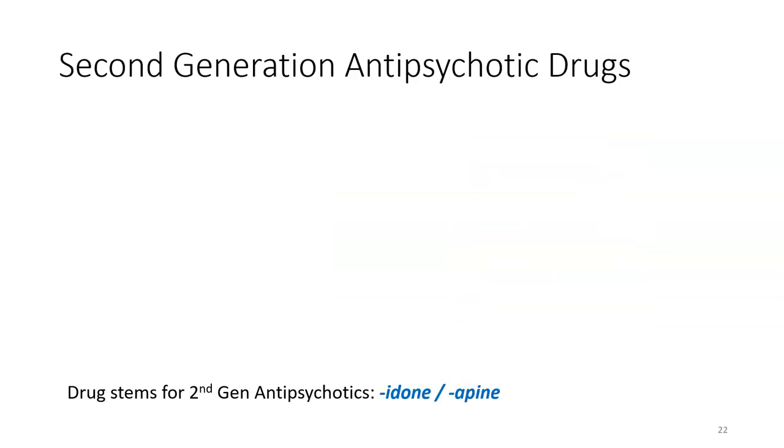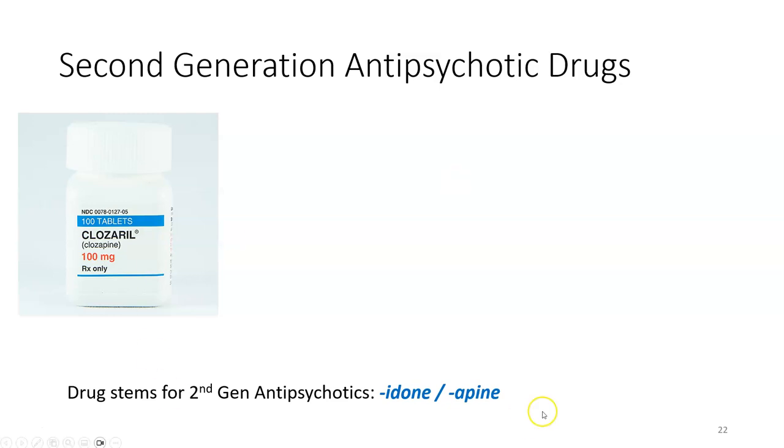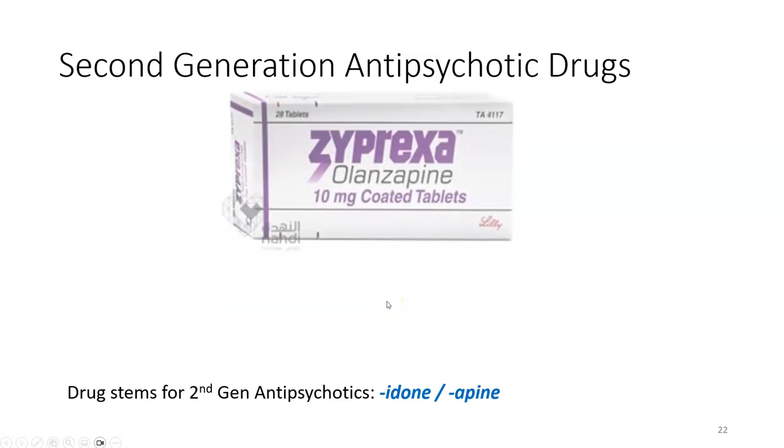Now, your second generation antipsychotics are referred to as atypicals. They block dopamine and certain serotonin receptors. The drug stem for these usually include idone or apine. Here we have clozapine, which is known by the brand name Clozaril. And then we have olanzapine, which is the brand name Zyprexa.